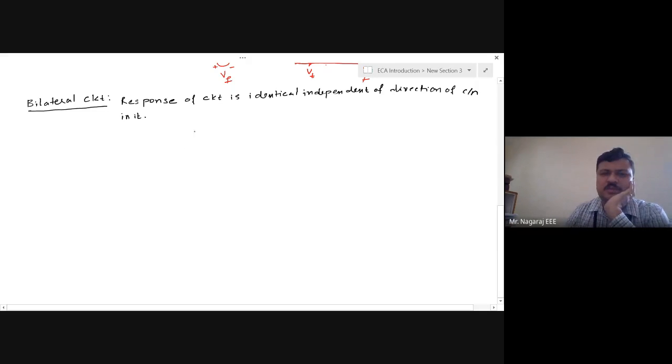The very best example is a resistive circuit. Now suppose this is a resistor with terminals A and B. Through this, suppose a 1 ampere current is flowing and say it is of 5 ohm value. Then what is V_AB? Yes, it is 5 volts. Let us not worry about the direction. It is 5 volts.